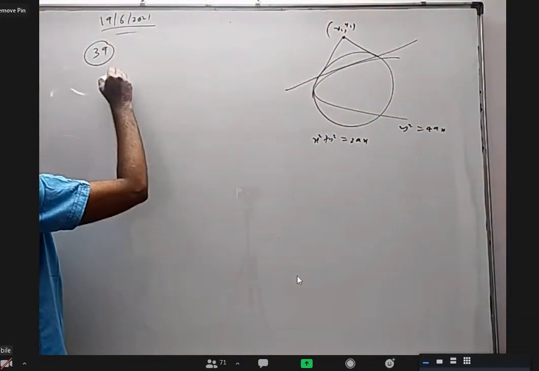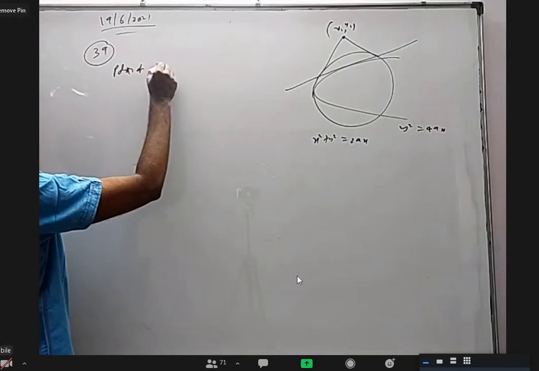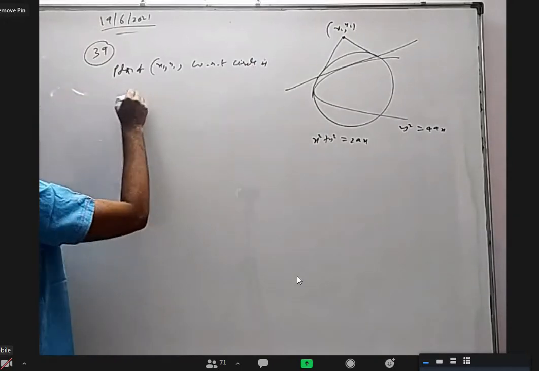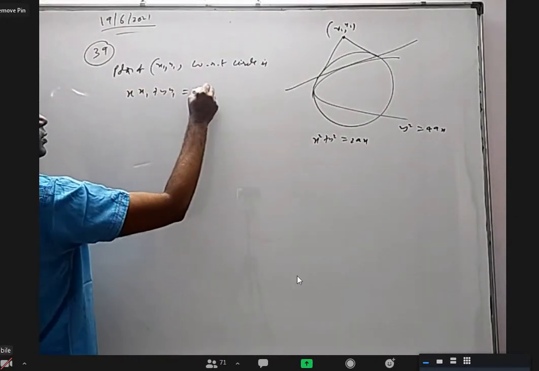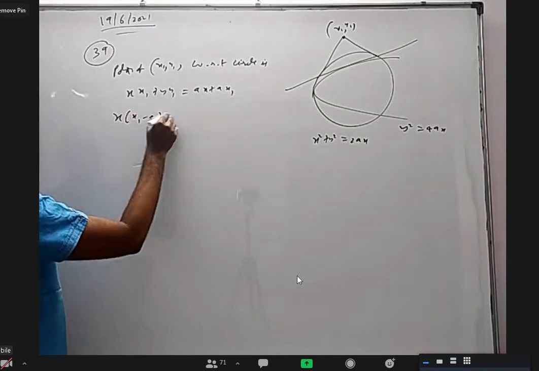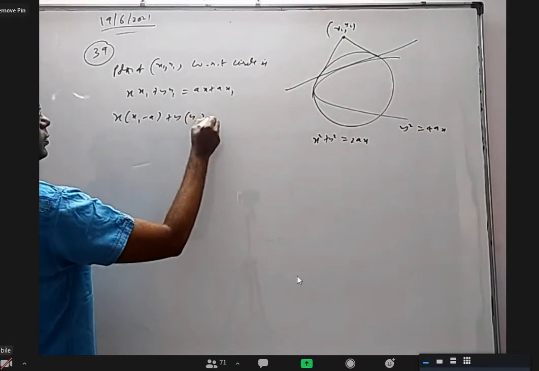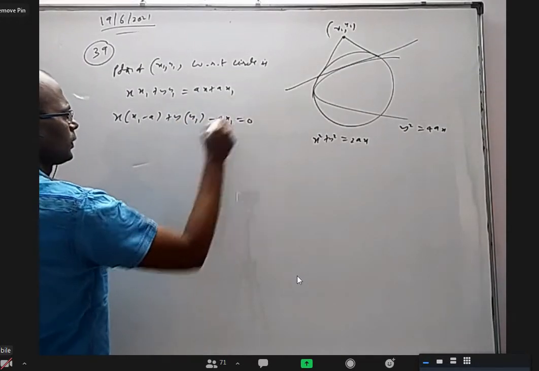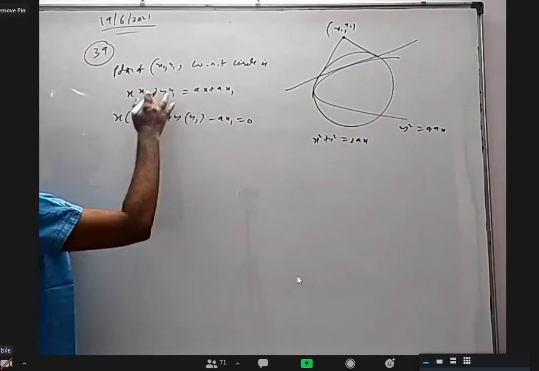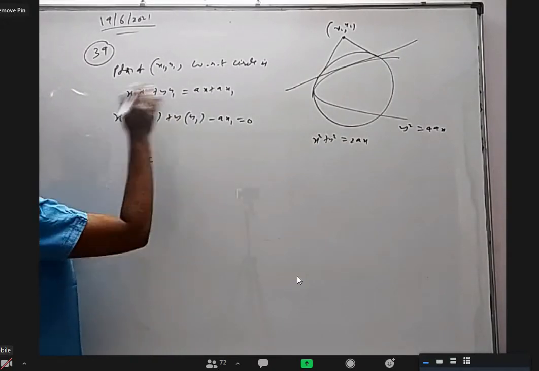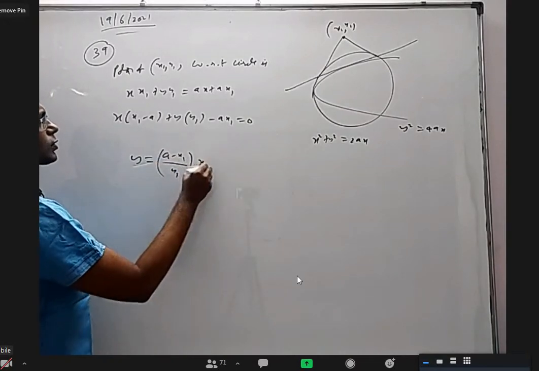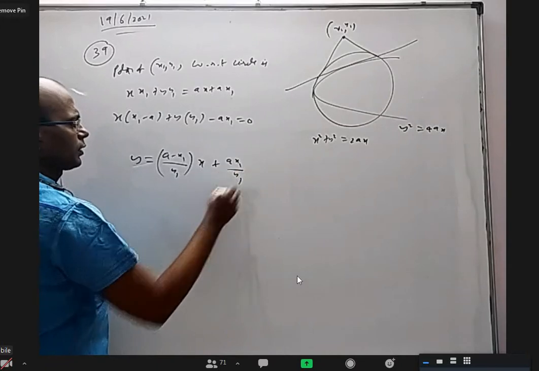So, the polar of (x1, y1) with respect to the circle is x x1 + y y1 = a x + a x1. So bring one side: x into (x1 minus a), plus y into y1, minus a x1 equal to 0. I wrote it as x term, y term, lx + my + n. Somebody who wants, you can also send this to the other side and divide: y = (a minus x1) by y1 into x, plus a x1 by y1.